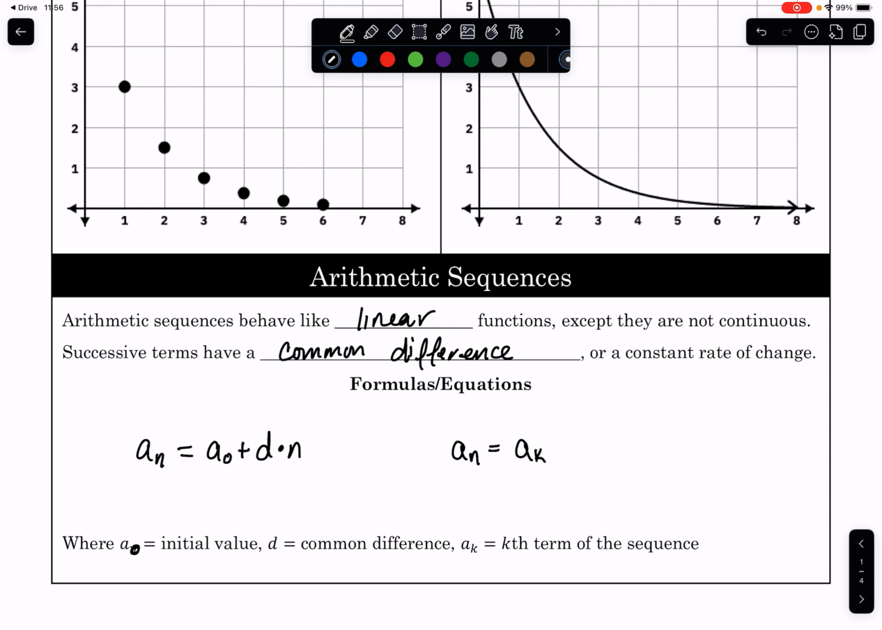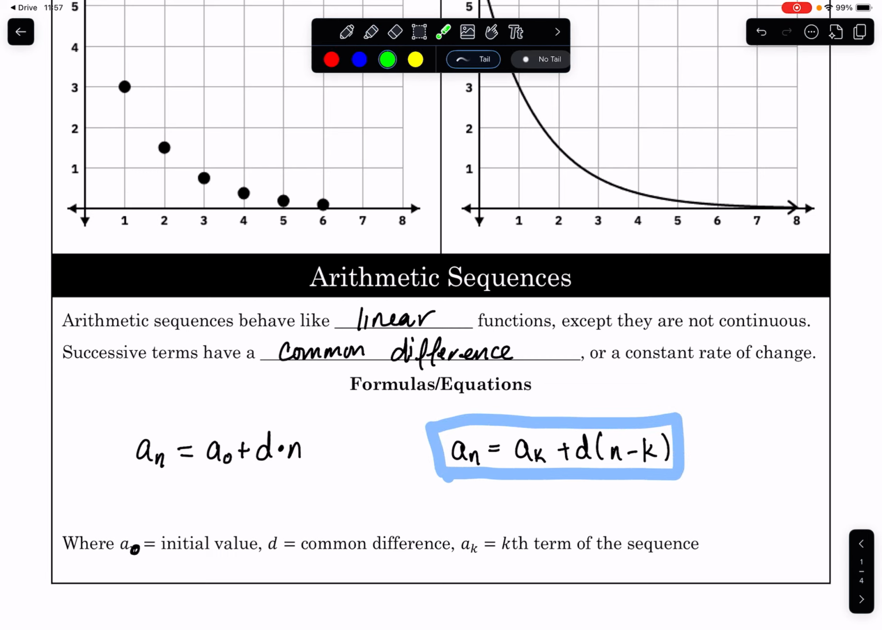The other formula we have for the arithmetic sequence is a sub n equals a sub k plus d times n minus k. This is the one you're more than likely going to use. We use it when we do not know the y-intercept, meaning we don't have the initial number, the first point in the sequence. This is the most commonly used and the more helpful one, where a sub k, like I said, is the kth term of the sequence.